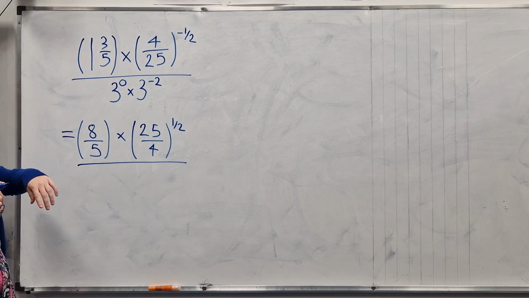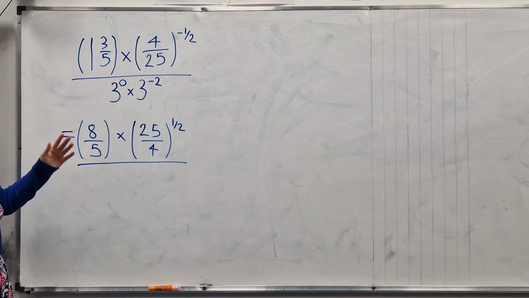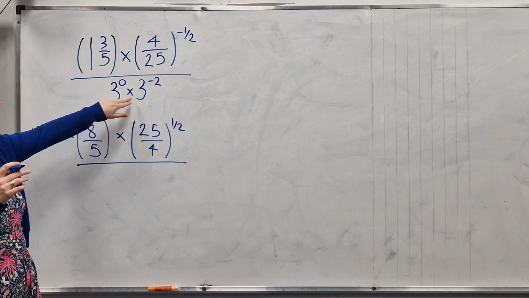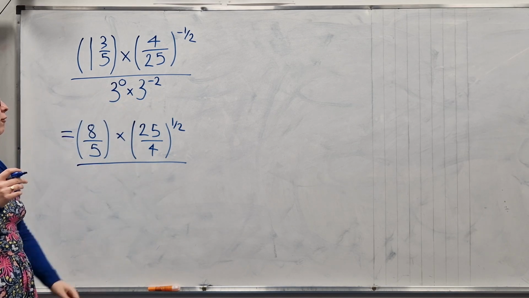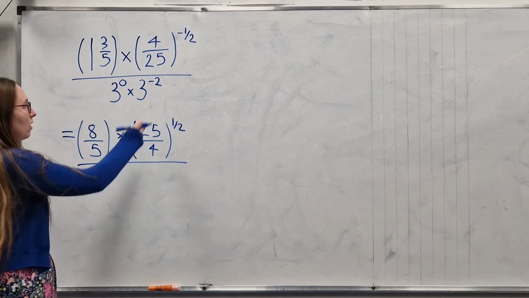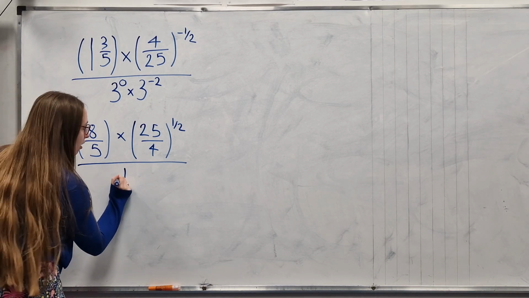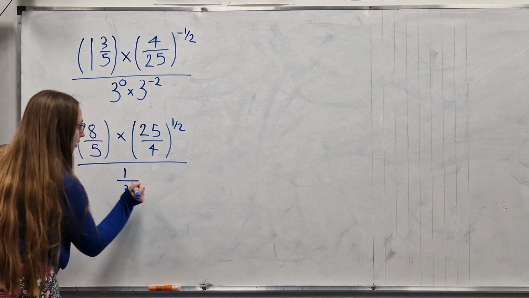Now we should all know by now that anything to the power of 0 is 1. If not, that should be burned into your brain. So I'm just going to leave that. And then we've got 3 to the power of minus 2. So let's deal with that negative first. That means we're going to go 1 over 3 squared.